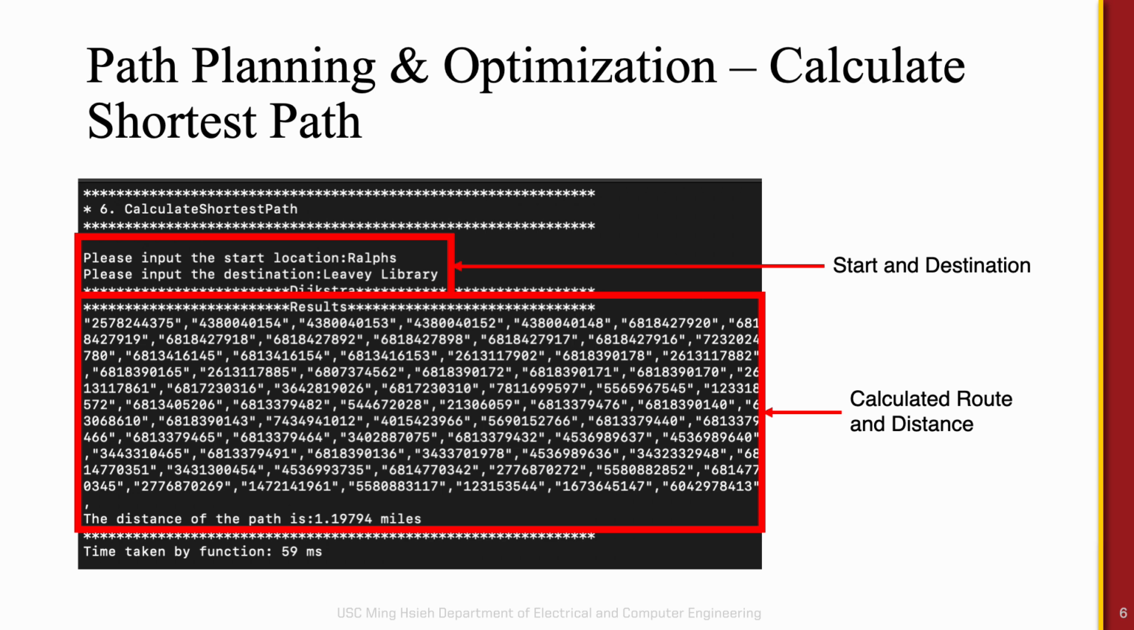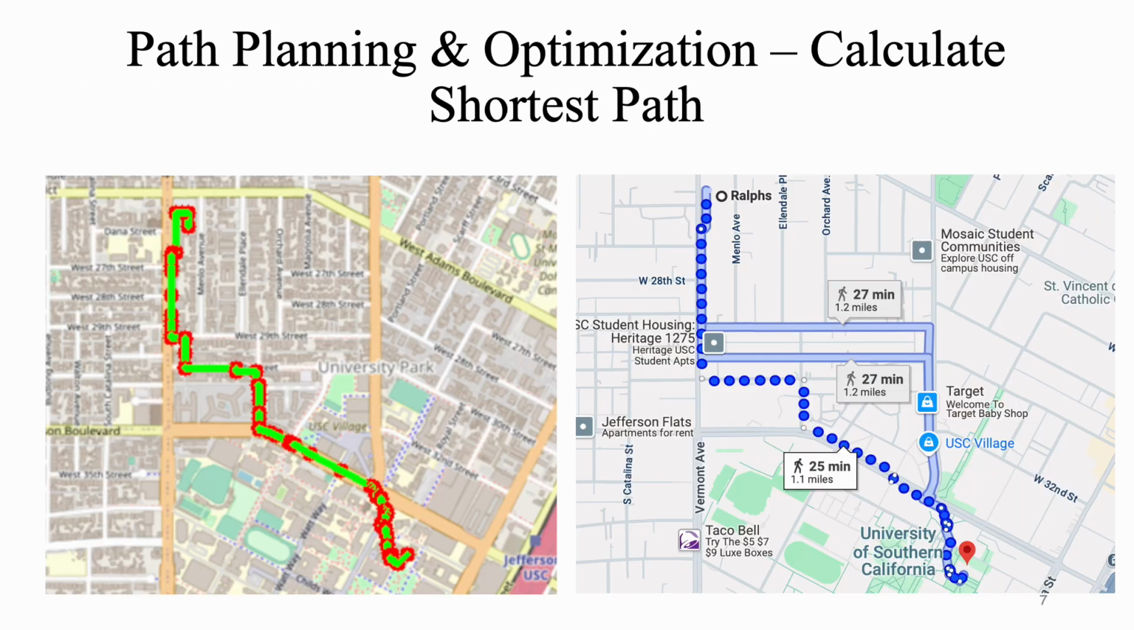A major part of the project was implementing path planning algorithms. The application can calculate the shortest path between two locations using classic graph algorithms such as Dijkstra or Bellman-Ford. You just type in the start location and destination, and the system will calculate the route and the distance using Dijkstra and Bellman-Ford algorithms. And this is the predicted path compared to the route provided by Google Maps. So they are actually the same.